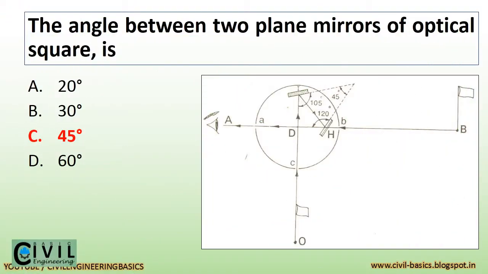The angle between two plane mirrors of optical square is 45 degree.